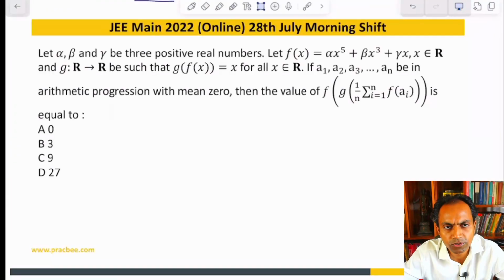Now this 2022 question seems like a very difficult question. They are saying that there is a function f(x) which has a fifth power, but fundamentally is an odd function. There is a function g(x) which is the inverse of f(x), and then there are a1, a2, a3, ..., an, which are in arithmetic progression with mean 0. Then they want us to find the value of this function. So there are three functions, and then three basically complex composite functions they are trying to form. Inside there is a summation also.